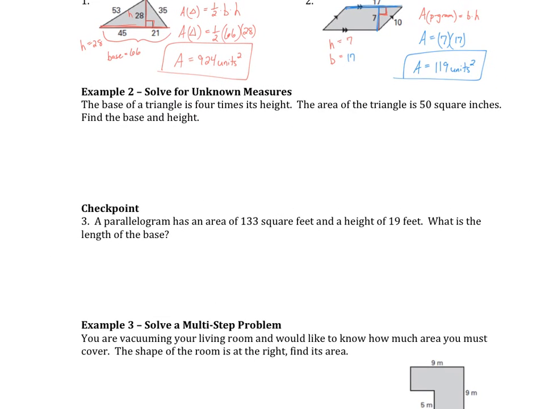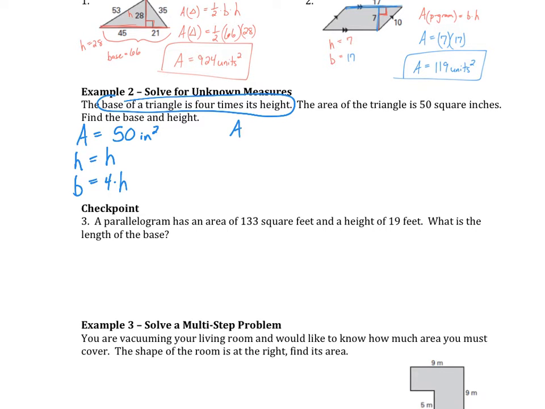All right, example 2. The base of a triangle is 4 times the height. The area of a triangle is 50 square inches. Find the base and the height. So what we know is the area is 50. And we know that the base of a triangle is 4 times the height. So we don't know what the height is. So we're just going to call the height h. And we know that the base is 4 times the height. So the base is 4 times h, whatever h is.